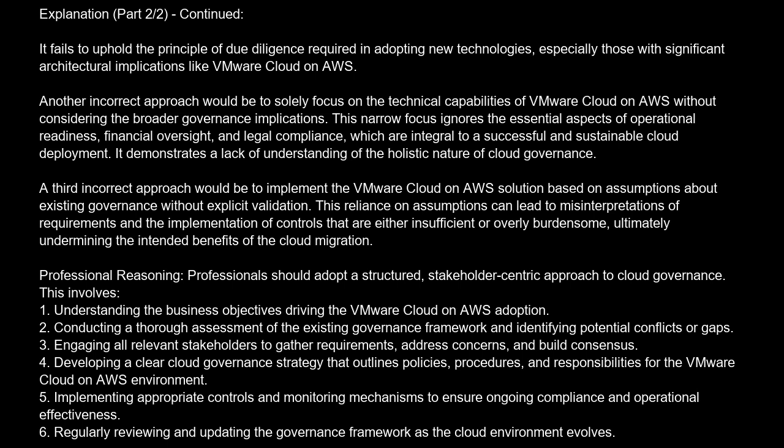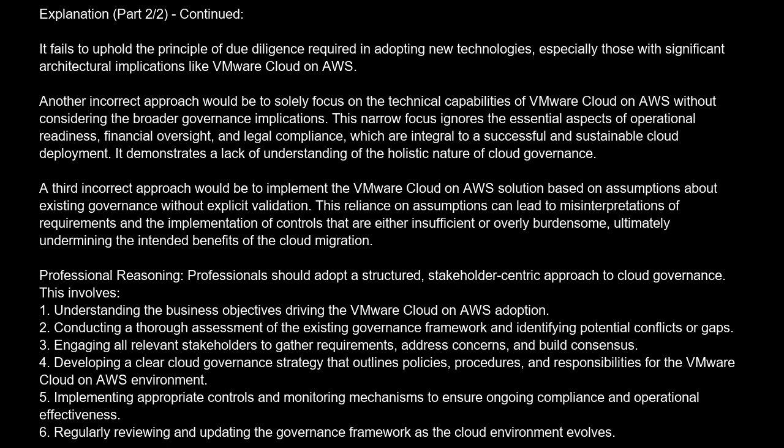Professional reasoning. Professionals should adopt a structured, stakeholder-centric approach to cloud governance. This involves: 1. Understanding the business objectives driving the VMware Cloud on AWS adoption. 2. Conducting a thorough assessment of the existing governance framework and identifying potential conflicts or gaps. 3. Engaging all relevant stakeholders to gather requirements, address concerns, and build consensus.